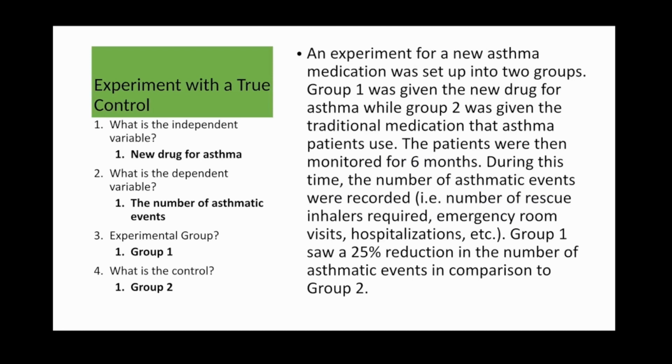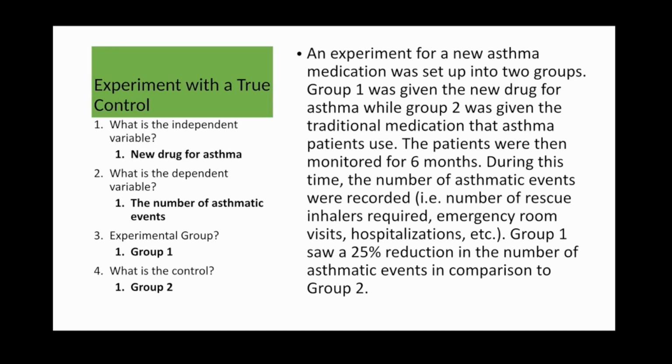Here's an example of an experiment, being able to pick out the independent variable, the dependent variable, and the experimental and control group. It says an experiment for a new asthma medication was set up into two groups. We're not supposed to have the answers on there already, but we'll just go through it. So they're testing this new asthma medication, and they've got two groups. Group 1 is given the new drug for asthma, while Group 2 was given the traditional medication that asthma patients use. So they're going to compare the new drug to the original medication.